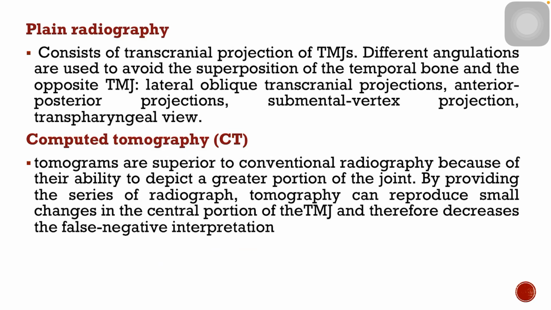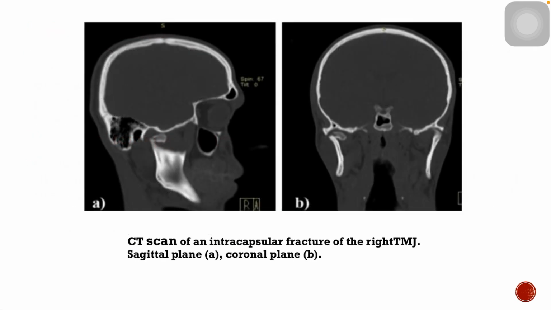CT يعني يكون superior للconventional radiograph because there is ability to depict the greater portion of the joint. By providing the series of radiographs, tomography can detect a small change in the central portion of the TMJ and therefore decrease the false negative interpretation. This is the CT scan.